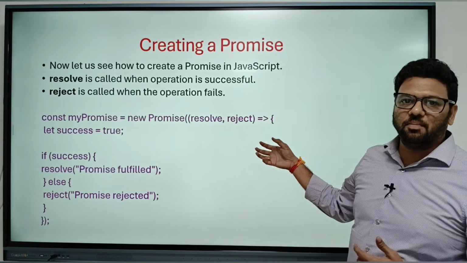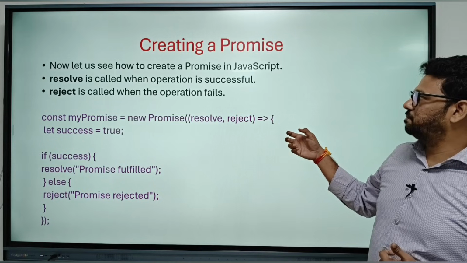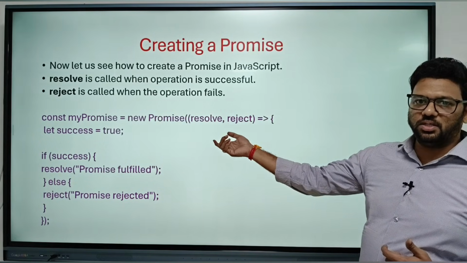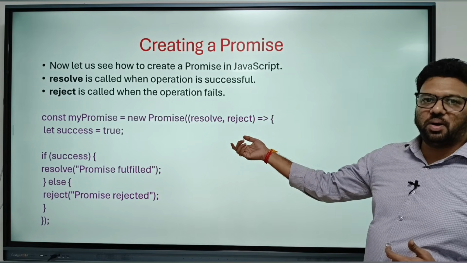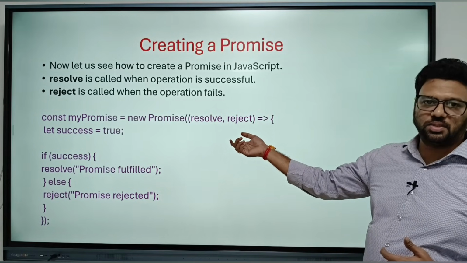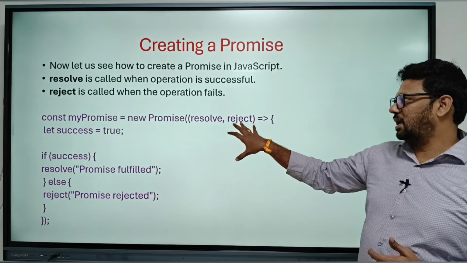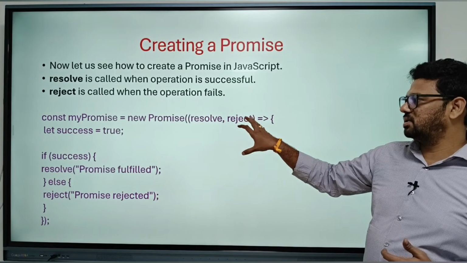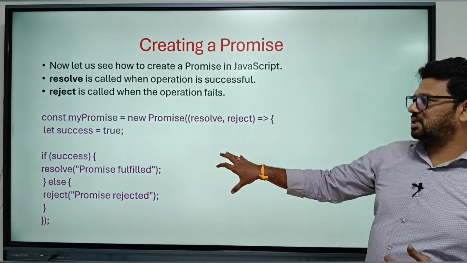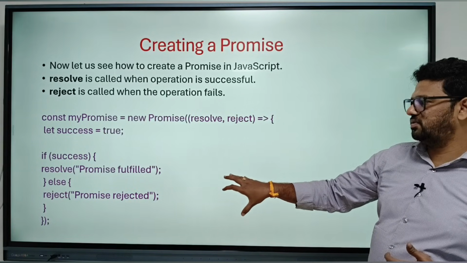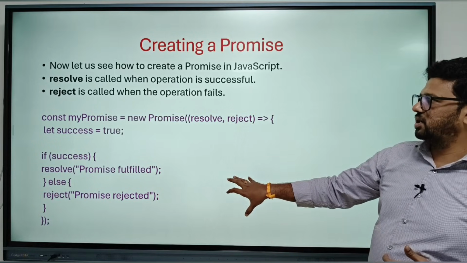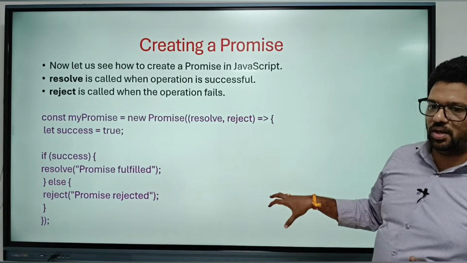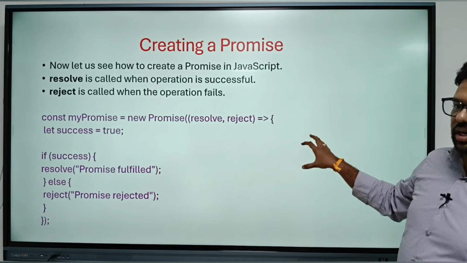The next slide is about how we create a promise. This is the more technical part. In JavaScript, with the help of the new keyword, we create a new Promise and pass a function inside it that takes a couple of parameters: resolve and reject. If the operation is a success, it calls the resolve function. If it is a failure, it calls the reject function. This is how to create a promise object.